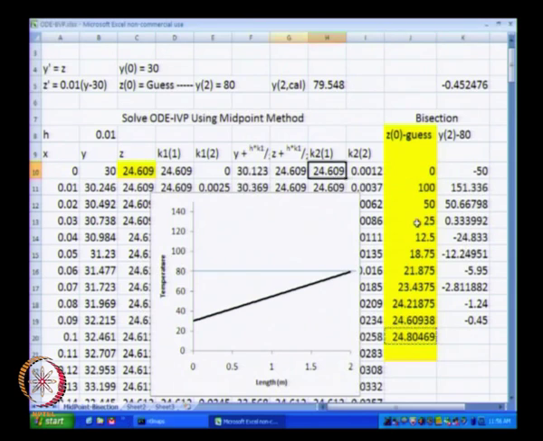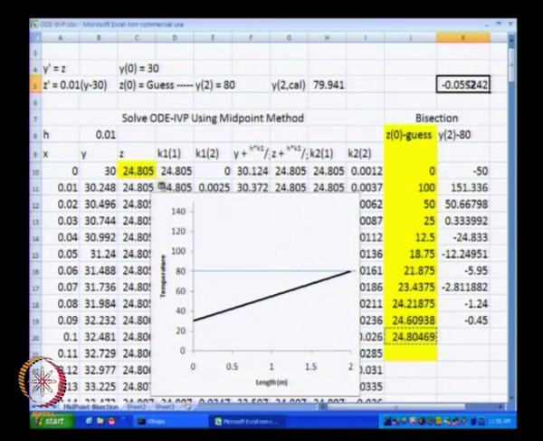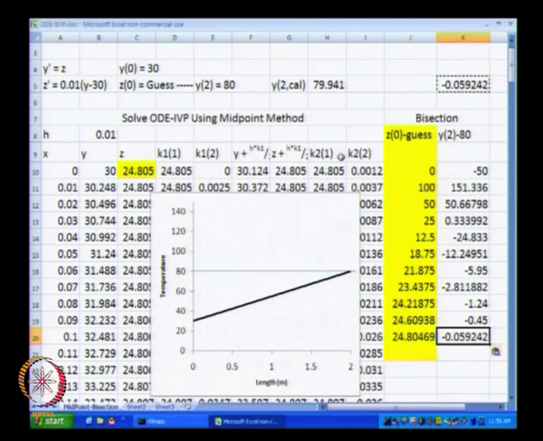Again we have copied this and pasted it in the yellow block over here which signifies Z0, paste special values. Okay, and yes, finally we have converged to our solution. We get the solution when our Z0 guess is approximately 24.8, and when the value of Z0 is 24.8, we have reached the temperature at the end of the rod as 80 degrees Celsius, and this is how the temperature changes.